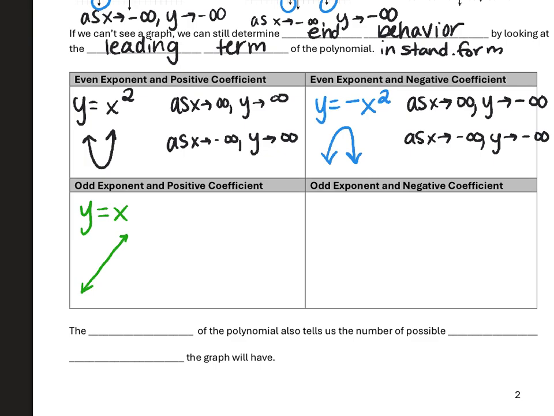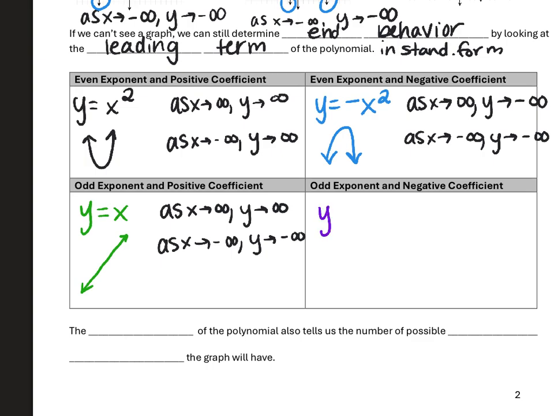In between the end behavior, you might have different curves based on how high the exponent is, but the end behavior will always be the same if it has an odd exponent and a positive coefficient. So to the right, as x approaches infinity, y also approaches infinity. So we're looking at this right arrow. And then to the left, as x approaches negative infinity, y also approaches negative infinity. So looking at the left arrow, it is going down.